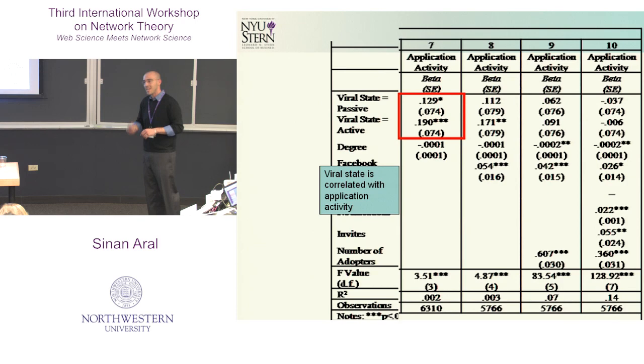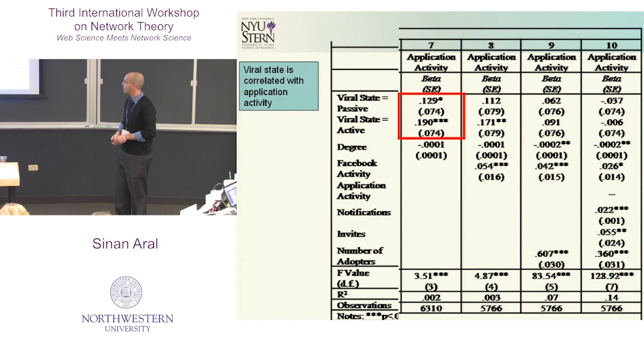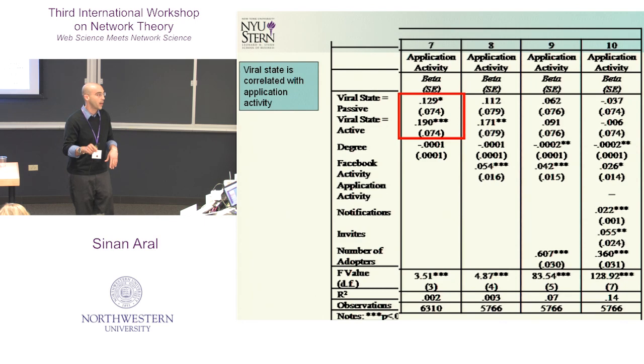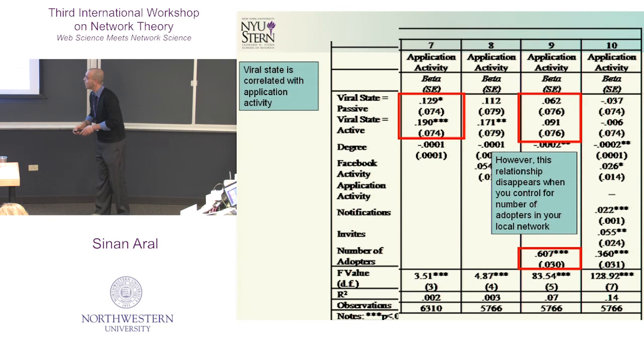Okay? But it could just be that this is a function of the fact that I am using the notifications feature, and that's what is creating the use of the application. Right? What we see is that it's not just the state of the application, but when my friends come to the application, I use it more. So what you see here is that the relationship between the state of the application you received and your own use is not statistically significantly related to your use once you control for how many of your friends join you on the application.